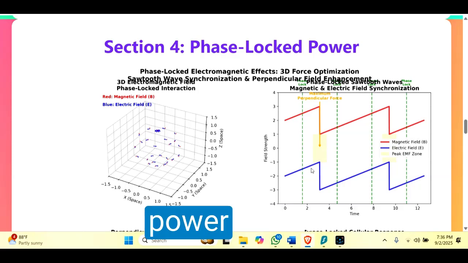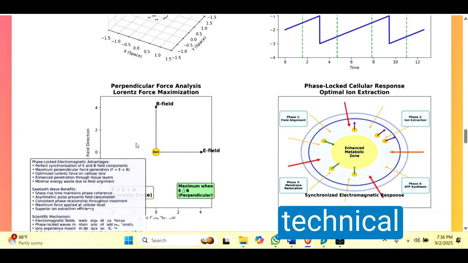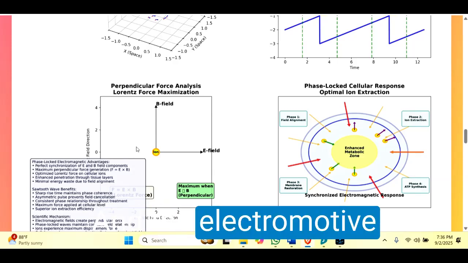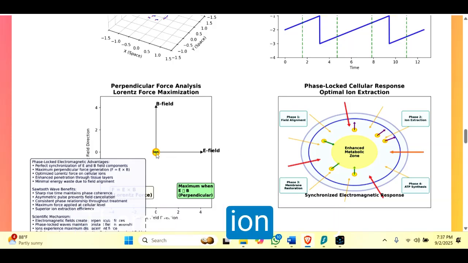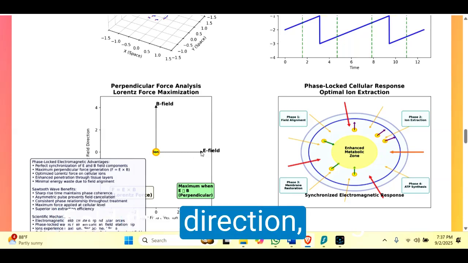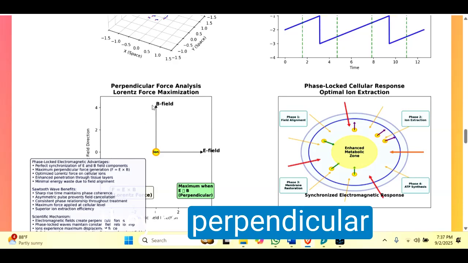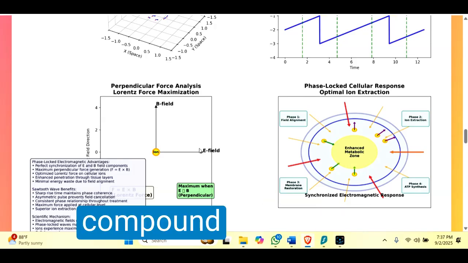So the perpendicular power effect. So here's another crucial detail that makes this system so effective. Perpendicular force analysis. This gets a little technical, and I'm going to try to make it simple though. So the magnetic field and the electromotive force act perpendicular to one another at right angles. There's the ion, and it's producing an electrical field in that direction, and it's producing a magnetic field the other direction. They're perpendicular to one another. I know some people are like, wait a minute, I remember that term from geometry class or science class. So this creates what physicists call a compound force effect.